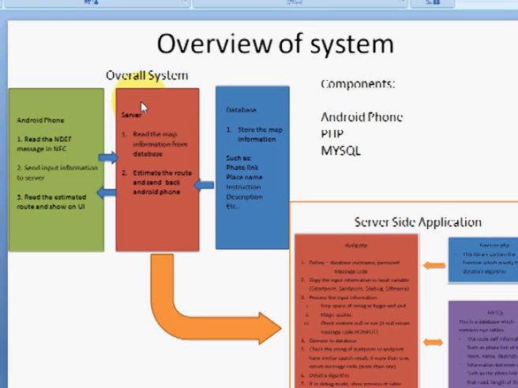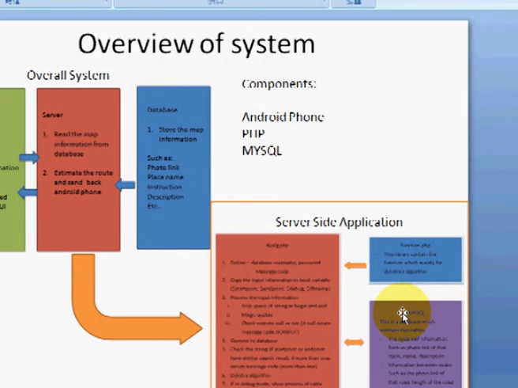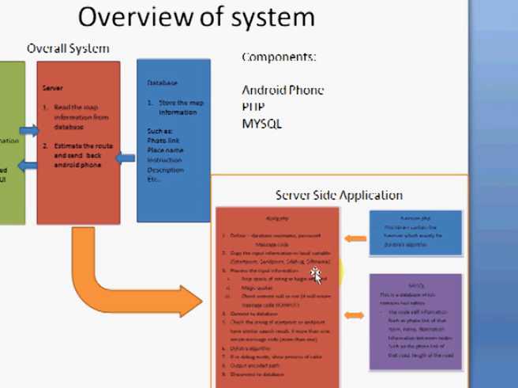This slide shows you the overview of the system, and on the left side there's a diagram which describes the overall system. This is the Android phone and its interaction with the server, and the server requests the data from the database. Certainly, the database can be embedded in the server. This is the MySQL database, and this is the PHP script for data manipulation or route estimation. Here, we will describe in detail how it built the server application and route estimation. Overall, the system is built from an Android phone, PHP, and a MySQL database.